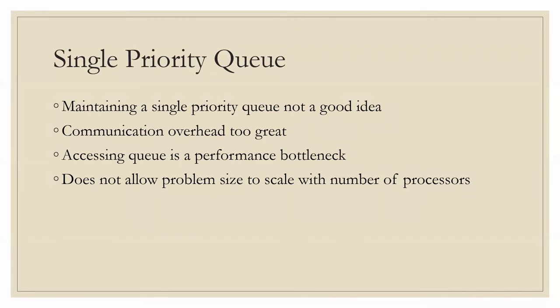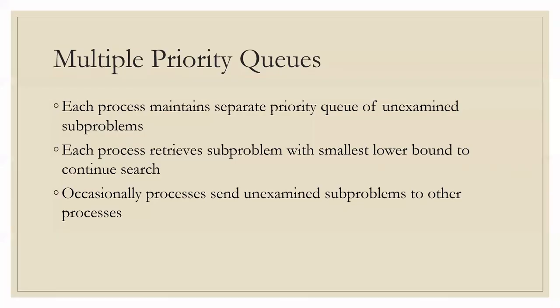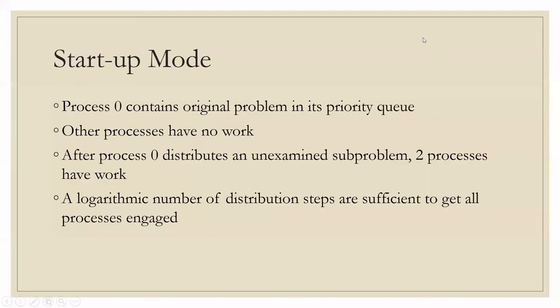Just maintaining a single priority queue is not a good idea because the communication overhead is too much. So we make the decision that each process must maintain its own priority queue of unexamined subproblems. Then each process retrieves the subproblem with the lowest bound and continues the search. Occasionally, these processes send unexamined subproblems to others, which are idle right now. At the initial stage, process 0 keeps the root node, so at that time no other process has any work.